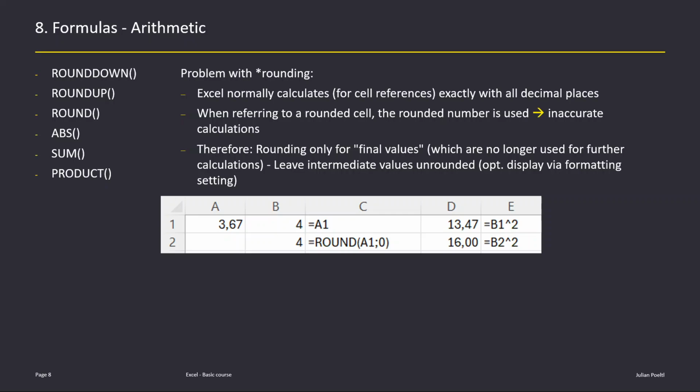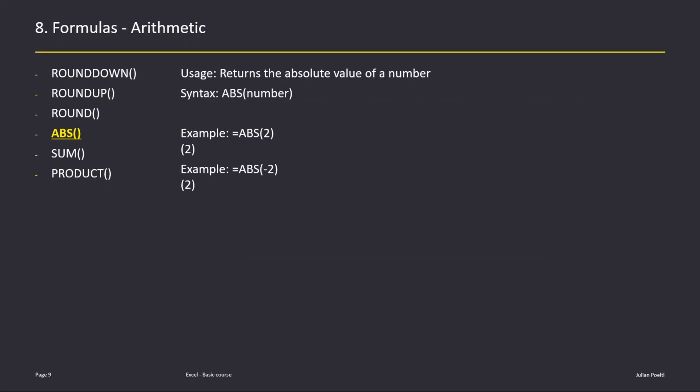around. But if you calculate with the rounded number, so 4 to the power of 2, it will be 16. So you see, there can be a huge difference between those numbers if you calculate with rounded numbers rather than with the exact values.